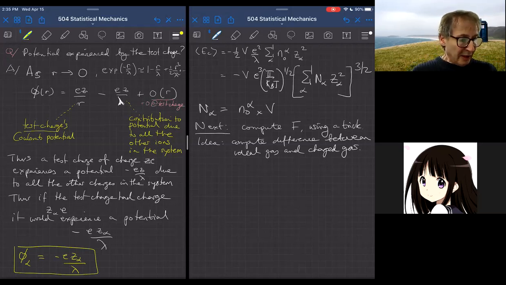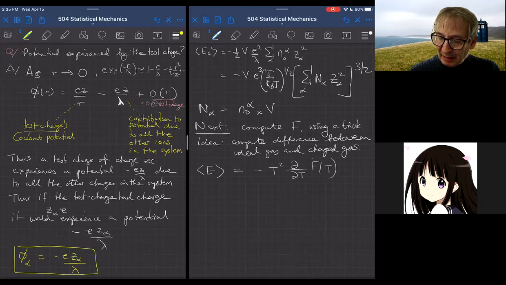So how do we do that? Well, remember the formula that we learnt in elementary statistical mechanics earlier on this semester. We learnt that E is minus T squared d by dT of the Helmholtz free energy over T. And we derived that in multiple ways. I'm not going to go over that.